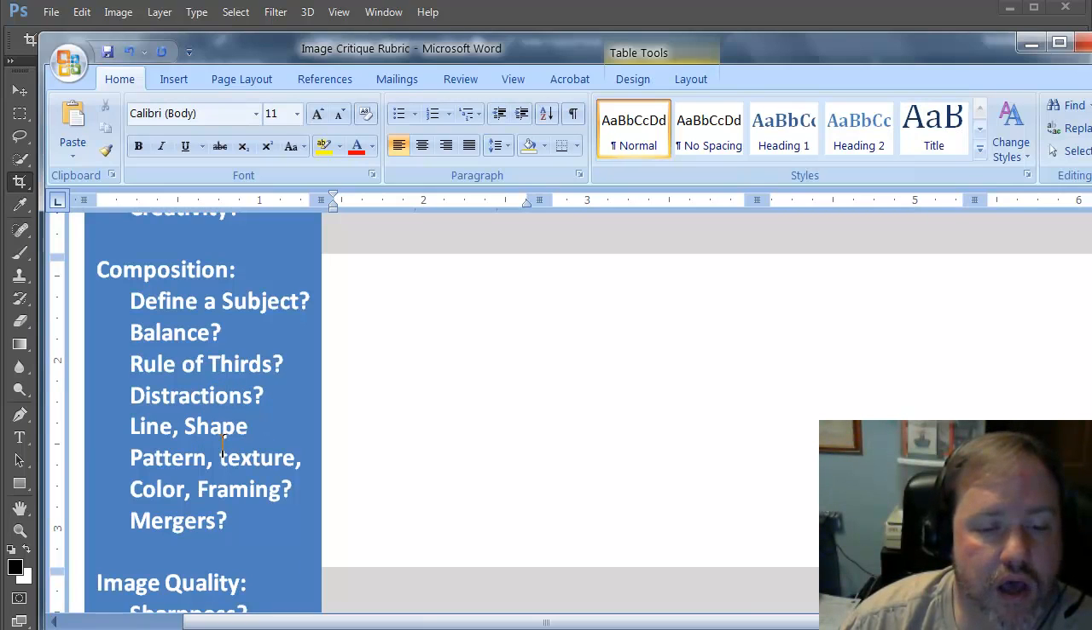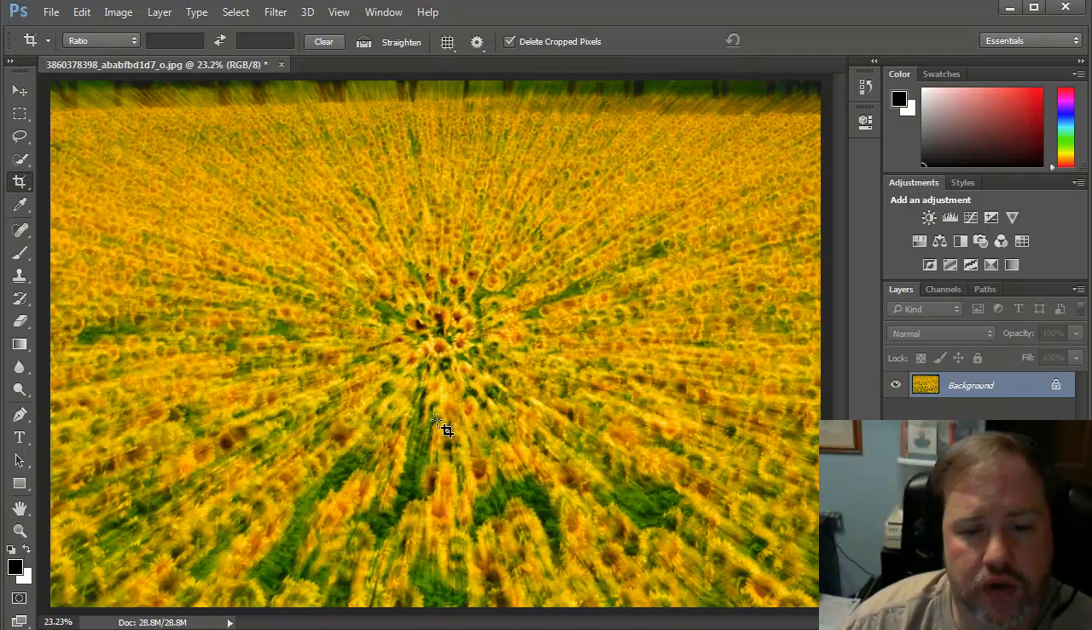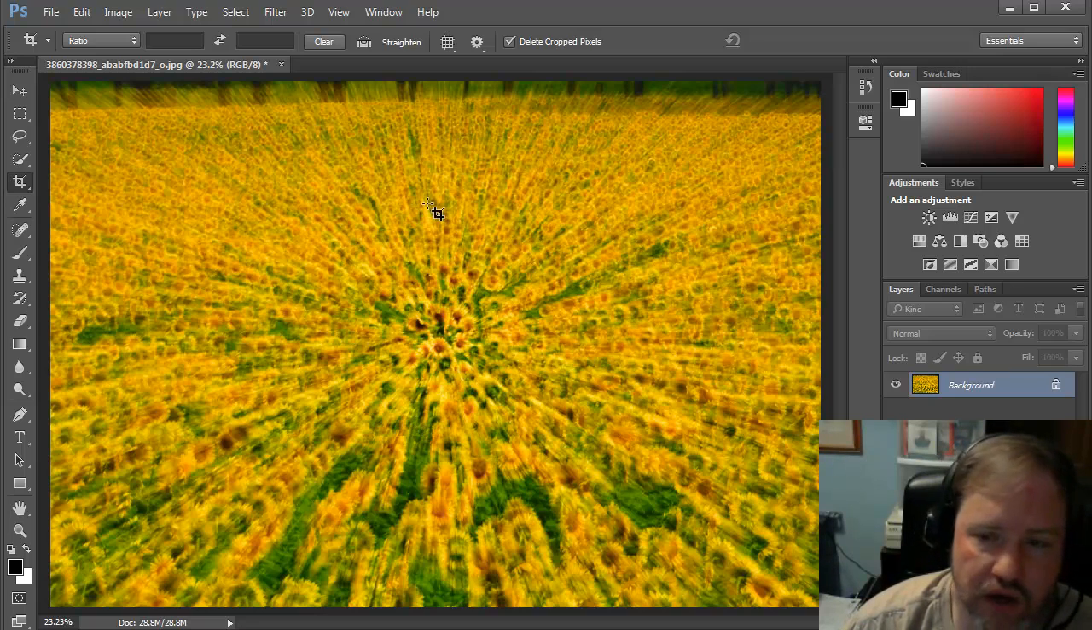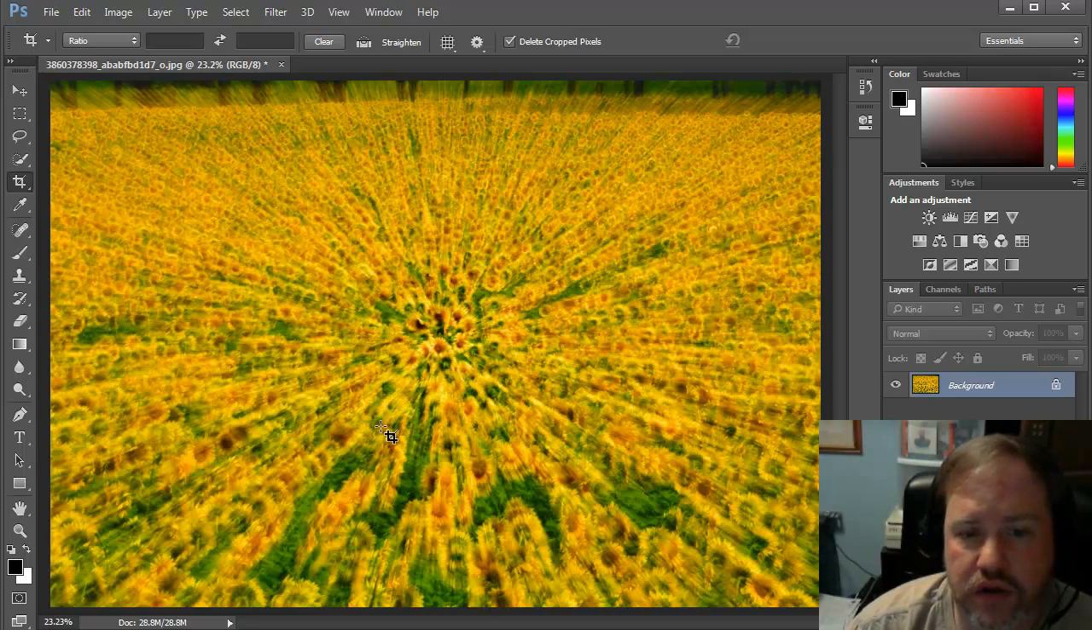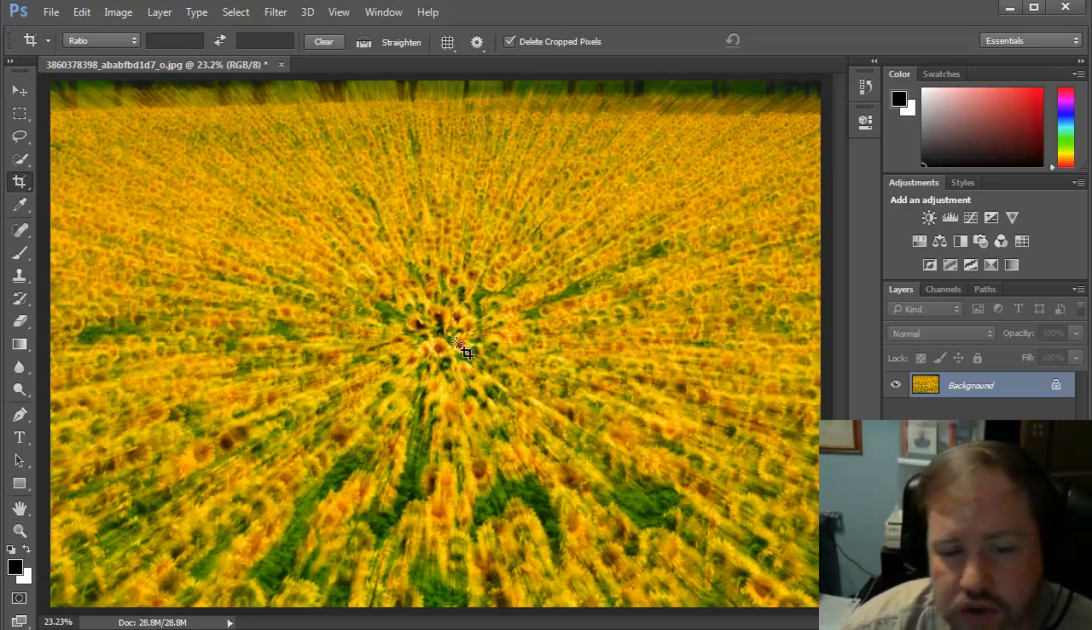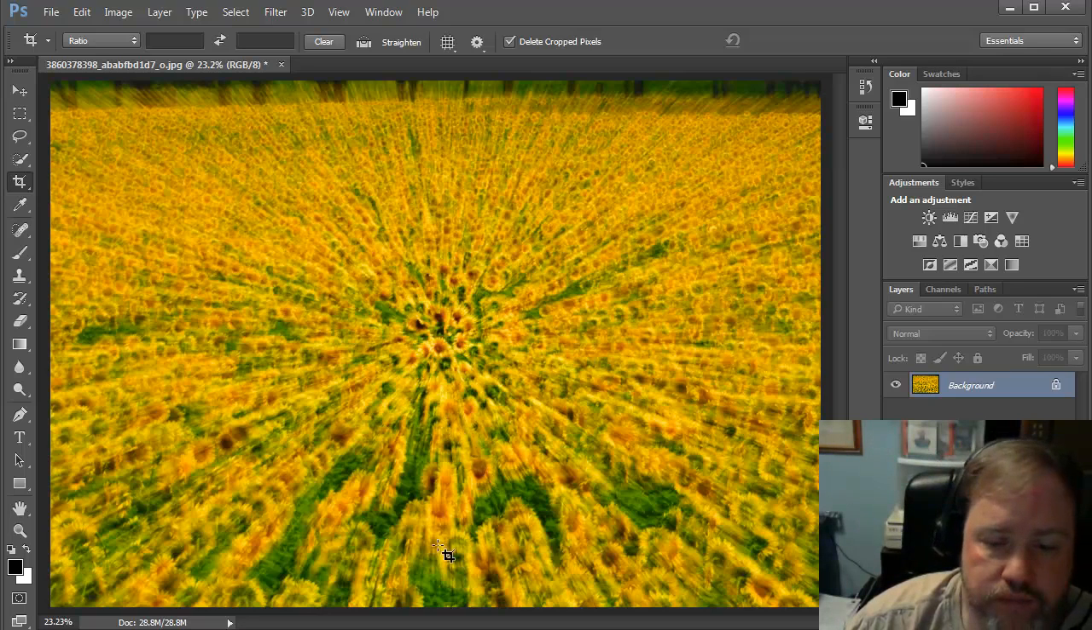Next, we have line, shape, pattern, texture, color, framing. So let's see if it's using any of these things. Well, I do think that the blurred lines are all bringing our eye to the center, so it is using line. It is sort of a pattern, the repeating pattern of flowers. And color, definitely yellow. It's one dominant color, yellow, with the supporting color of green. So I think that all works well together.